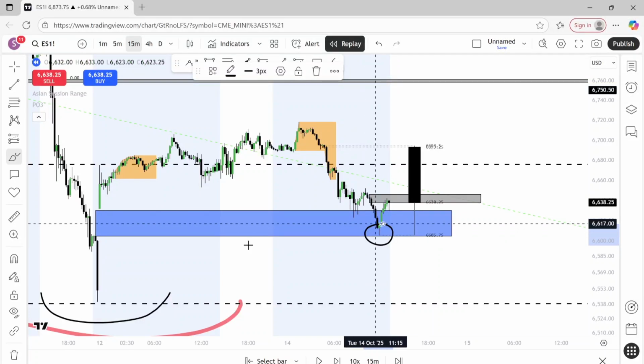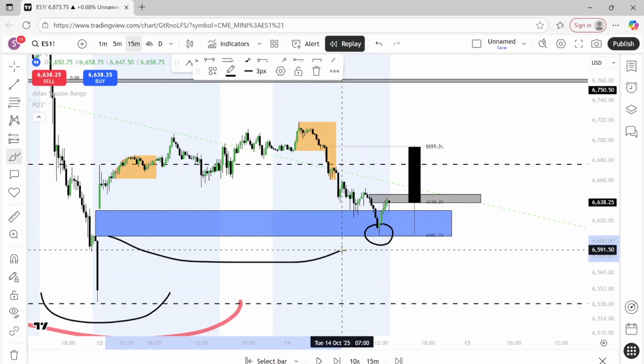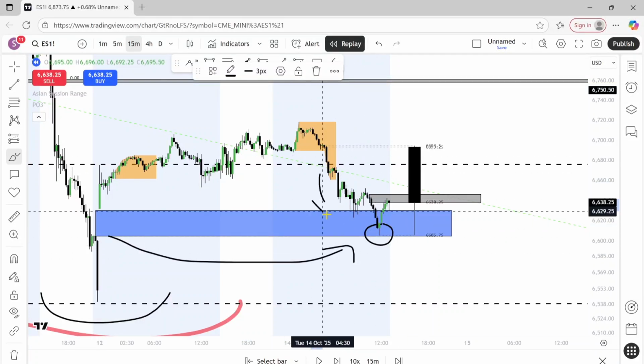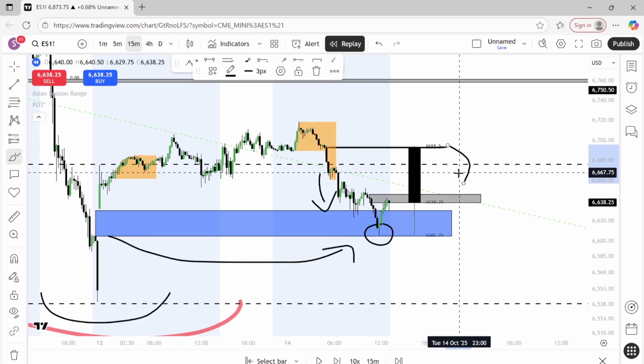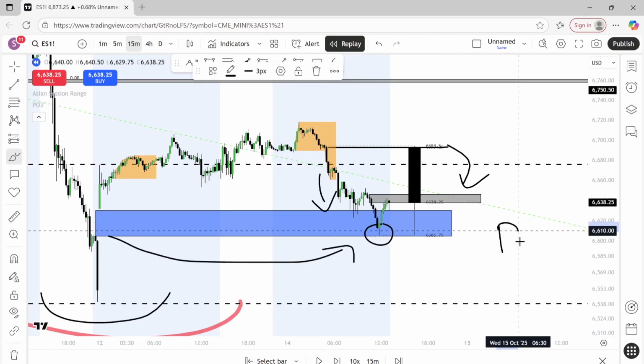Down to the T, very accurate, you can see. We filled the gap down to the T, we took out the Asian low, we're below the daily opening price, we're in the discount. We have so many things that line up for a long, right?